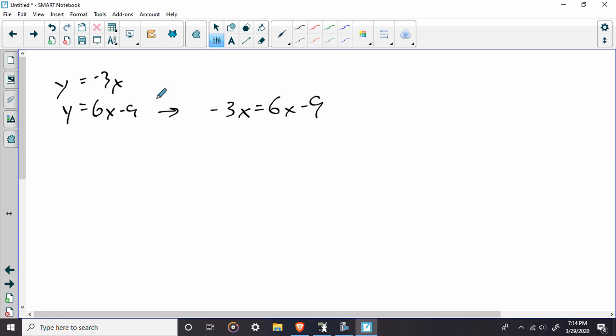Now, again, I saw this y. What do I want to replace it with? Well, I know y is equal to negative 3x, so I can plug that in there. All I want to do now is just go ahead and solve this, right?